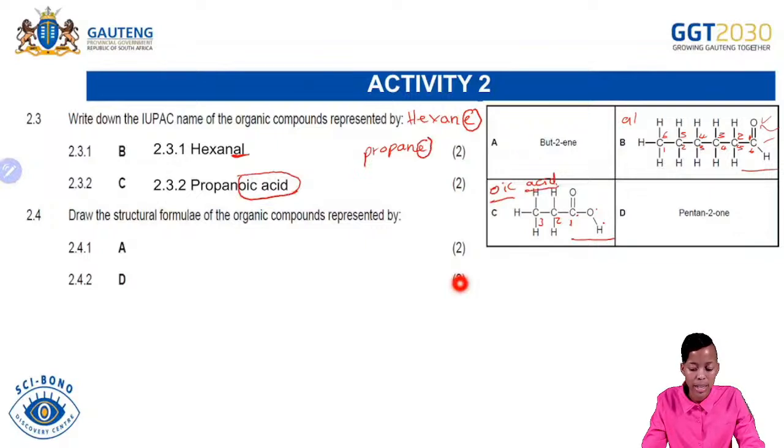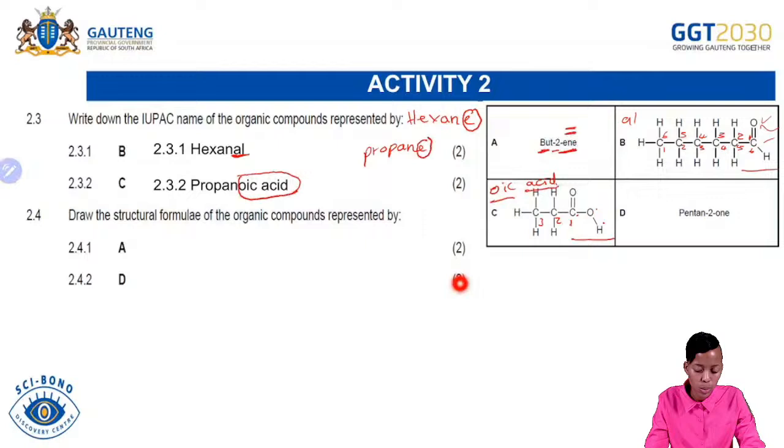Then the next one, 2.4, draw the structural formula of the organic compound represented by A. Okay, so A, we said the homologous series is what? Is alkene. Then next, because you must draw, then you look at this part, but. But means you have how many carbons in total? You have 4 carbons in total. So ene is an alkene. It means what? It means you will have what? Double bonds. Where are you going to have those double bonds? There is a position on position number 2, right?